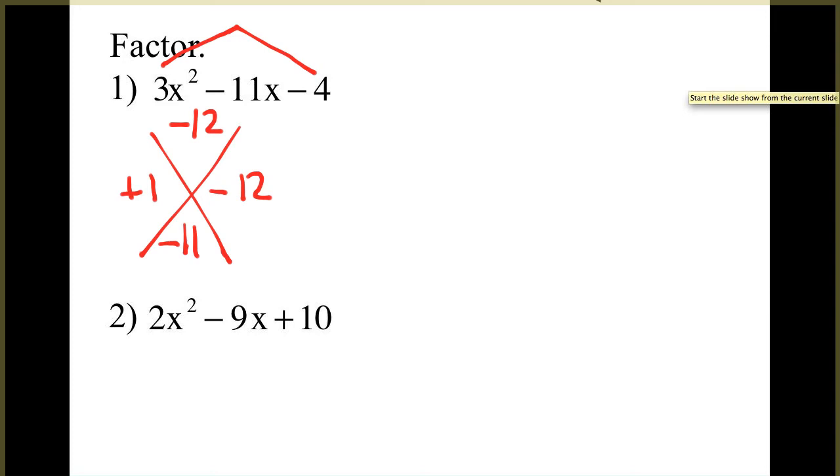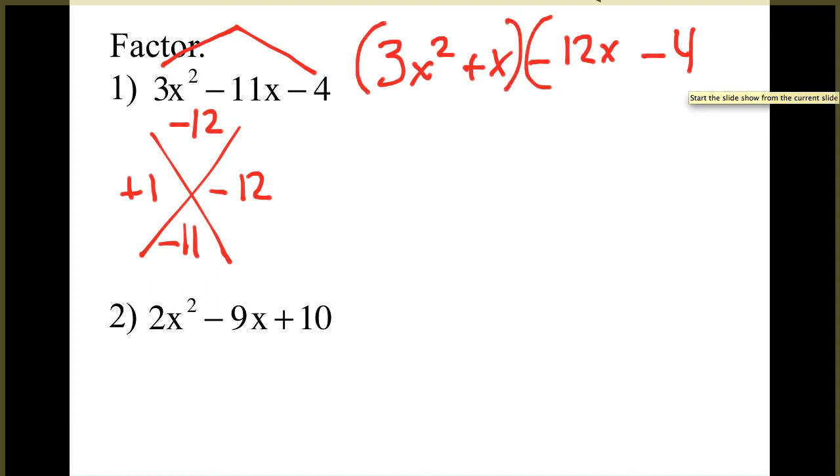Yep, that works. So now I'm using the first term, 3x squared. I'm using the last term, negative 4. And then the middle term, remember, I'm breaking down by plus x and minus 12x. Okay, I'm going to factor by grouping. And in the first one, I'm going to divide out an x, and I'm left with 3x plus 1.